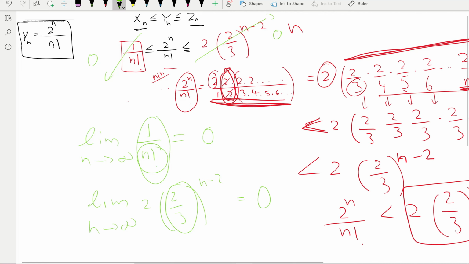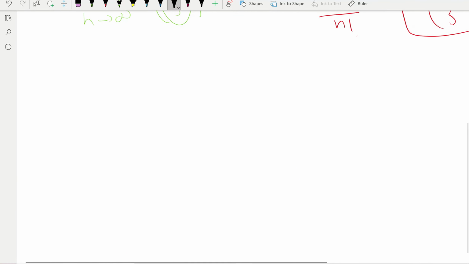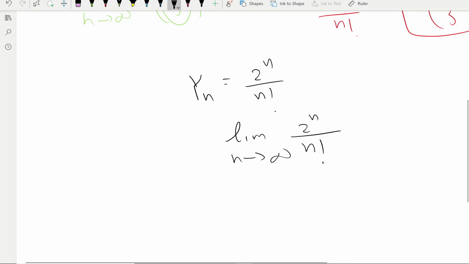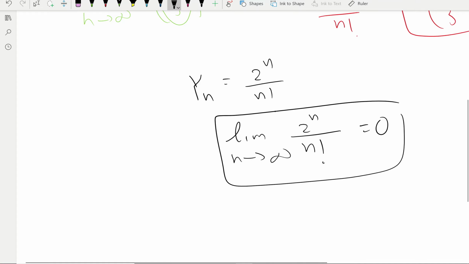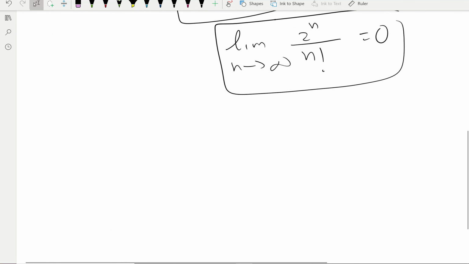So guess what? What is the limit of the sequence y_n = 2 to the n over n factorial? The limit of this sequence is also 0 because of the squeeze theorem. So this sequence is convergent to 0. Alright, so that was a fun problem. Well, I promised you I would do another one.